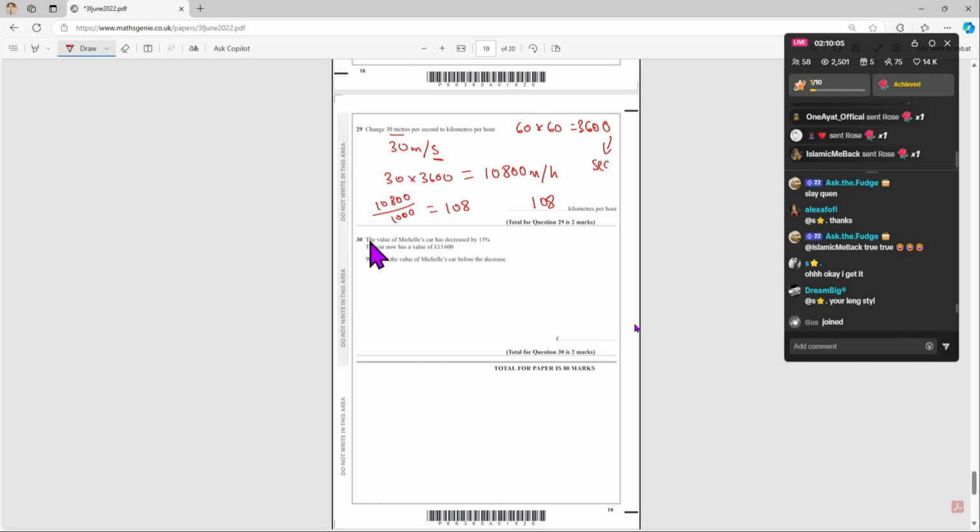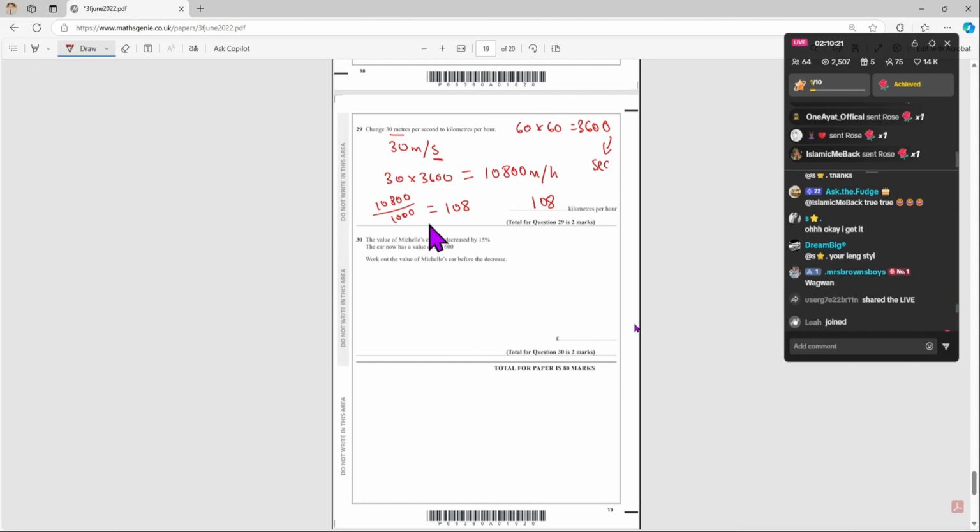And lastly, question number 30, the last question. The value of Michelle's car has decreased by 15%. The car has a value of 13,600. Work out the value of Michelle's car before the decrease.